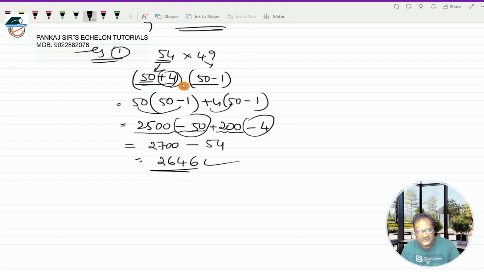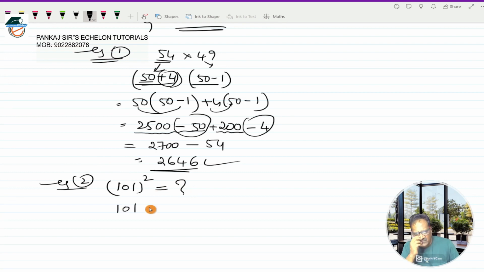But here I have made use of identity number 1, that is a plus b into a minus b, and I've worked out this example. Let us try the second example in the same way. It says 101 the whole square will be how much?